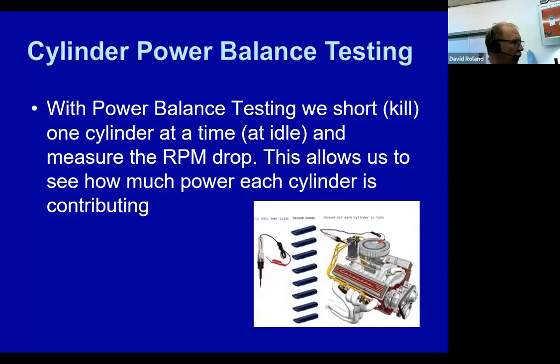So what we're going to do is take an engine and short out one cylinder at a time until we find the one cylinder where nothing happens when we short it out. If it doesn't do something different, that's the cylinder with the problem. So this is kind of a series of eliminations. We're going to keep shorting out a cylinder until we find one that doesn't do anything.